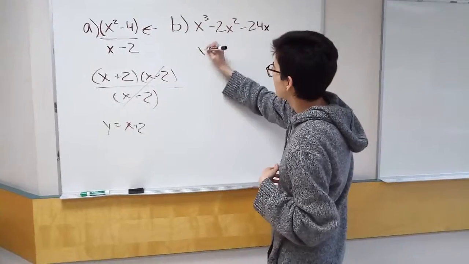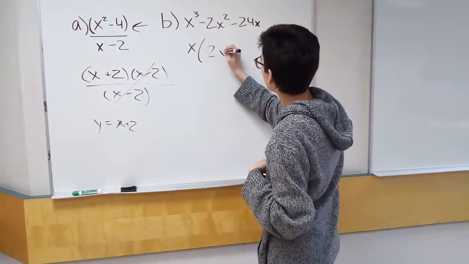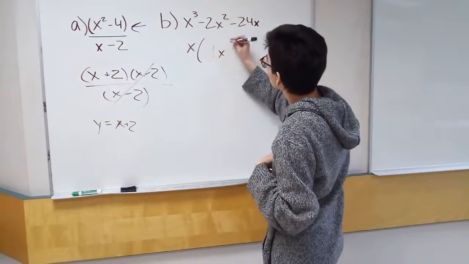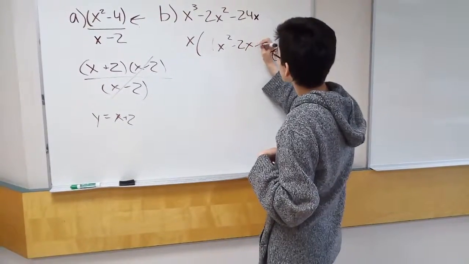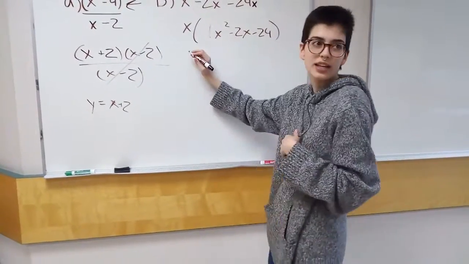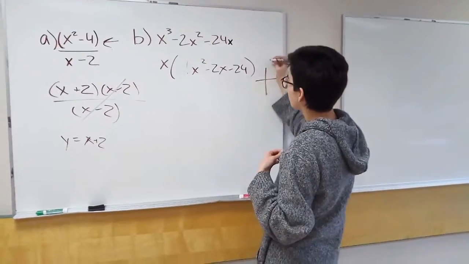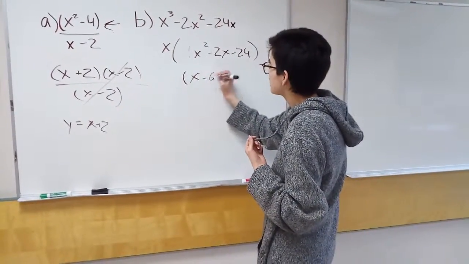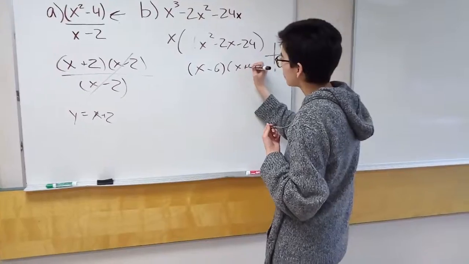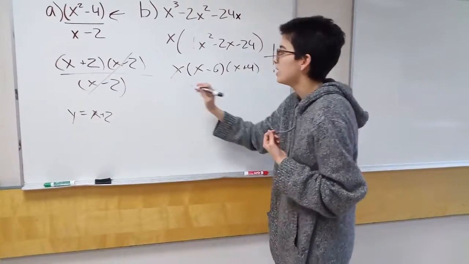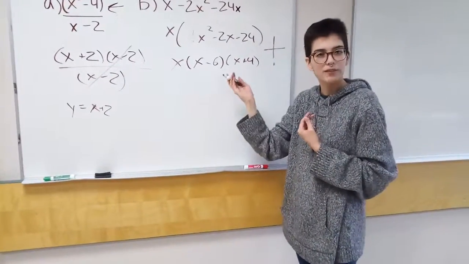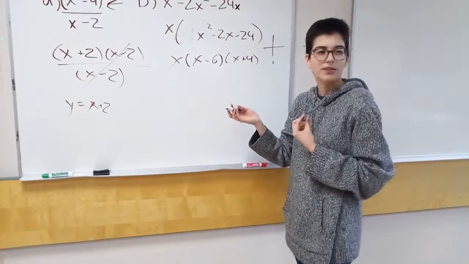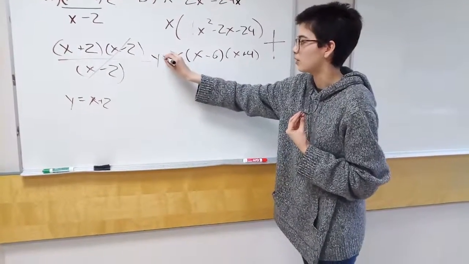You take out an x, so there's the factoring part. Oopsie. x squared minus 2x minus 24. And after that, you can factor further by finding what multiplies and adds together. So you end up getting x minus 6 and x plus 4 with an x on the outside. And I noticed that you kept going after. You just keep going. This is the answer right here. y equals, and that's the whole thing.